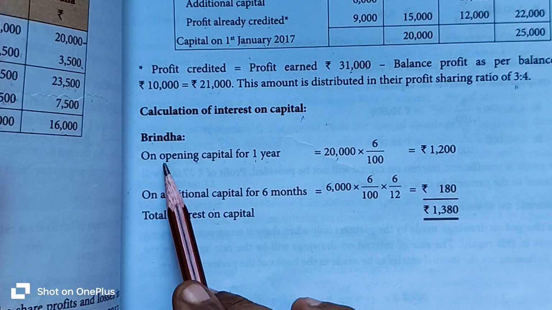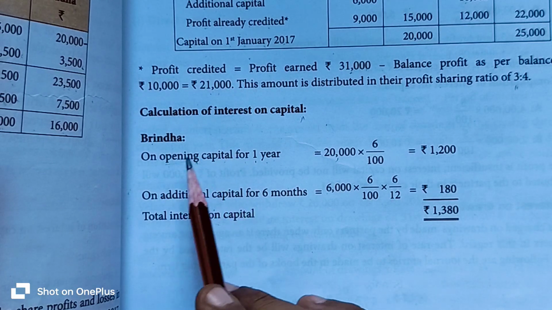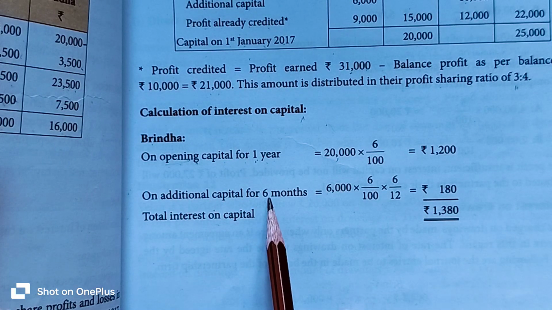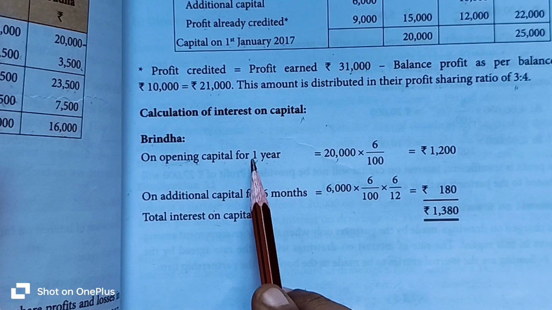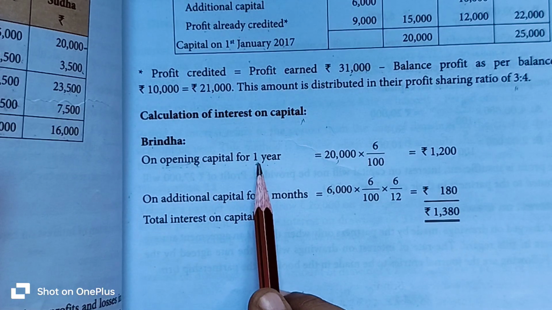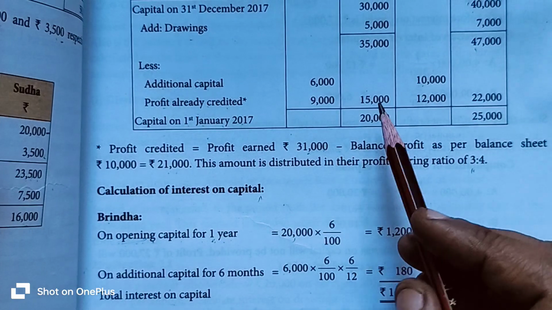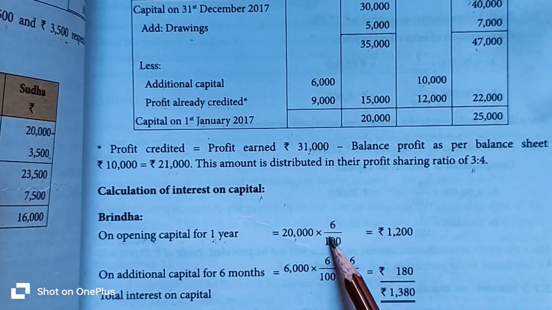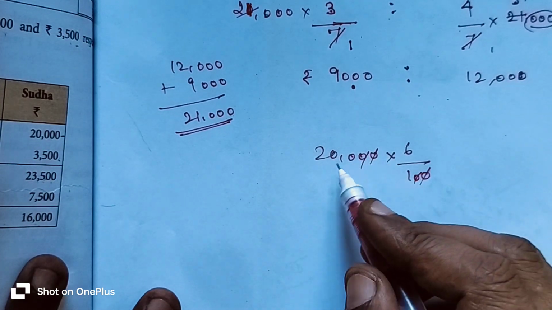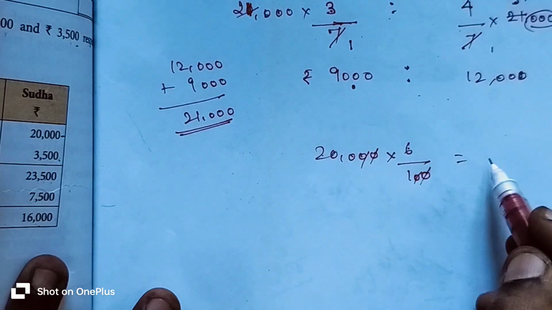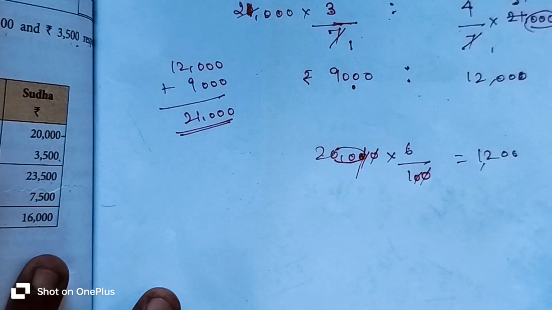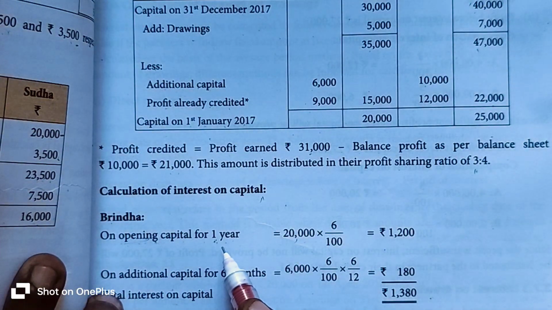Why do you write opening capital? If they give additional capital, you have to mention opening capital for 1 year. If they give additional capital, you have to use exactly the period for which that capital was given. On opening capital the period is exactly 1 year. So the amount of opening capital is 20,000 into rate of interest 6%. Now we have to cancel it. After cancelling 20, you will get 6 2s are 12, with this 3 zeros, 1,200 for the first year interest on opening capital amount.